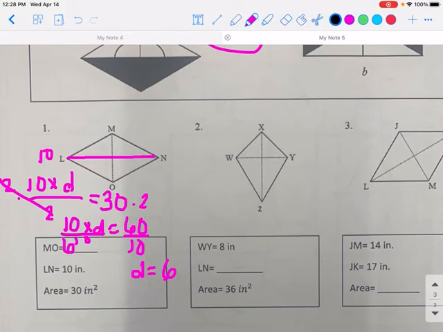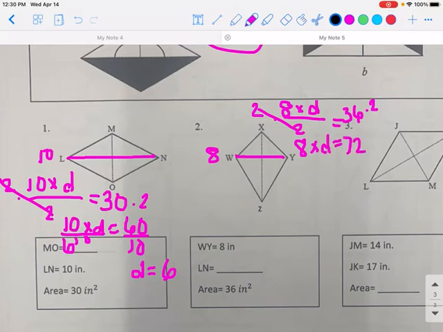Let's look at another. WY is 8. LN we don't have, but we have our area of 36. So we know that 8 times a diagonal, all divided by 2, equals 36. Got to get rid of our fractions to make our life easier. 8 times D equals 72. Last step, divide by 8 to solve, and our diagonal is 9. I was going to say 7. Oh, it's 9.